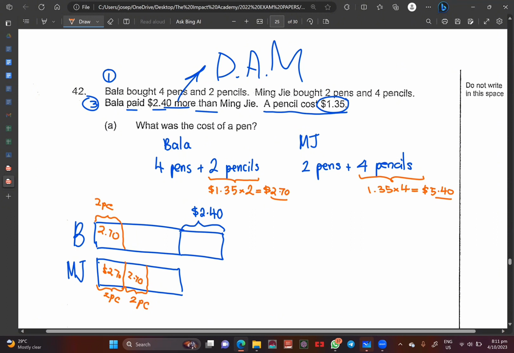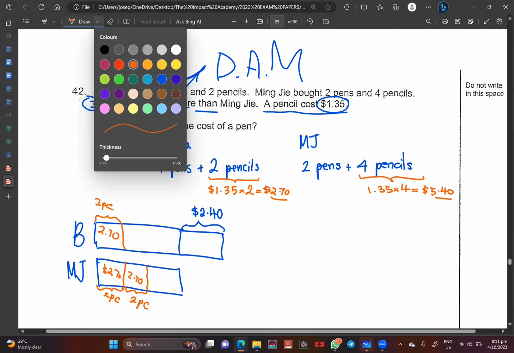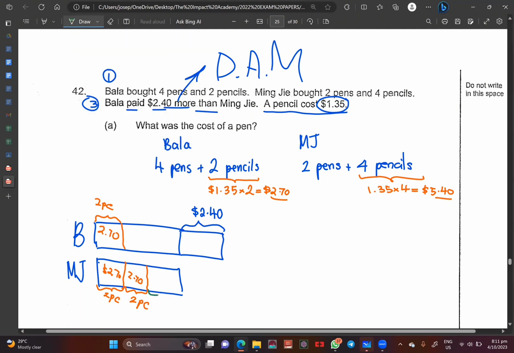Then, how many pens did he buy? So you see, isn't it true that whatever else will then be over here for Mingjie will then be just 2 pens. Agree so far? Make sense? All right. Now, for Bala, whatever else over here, let me maybe just draw it properly one more time. Whatever else will be what I call my 4 pens. Can you see these 4 pens?